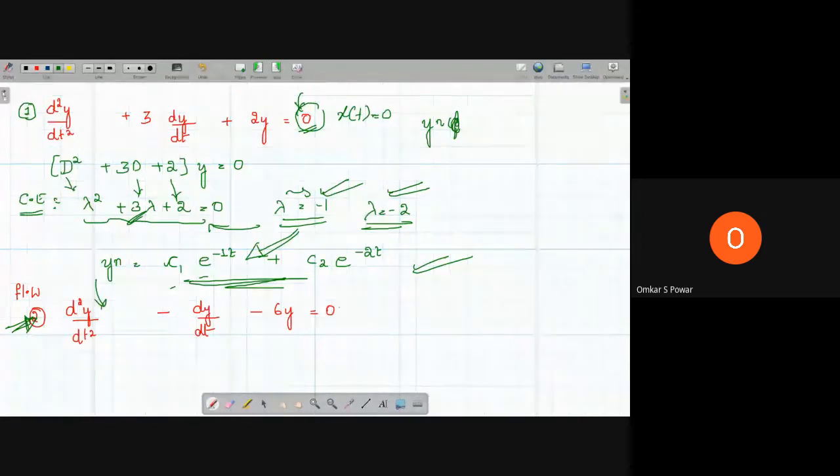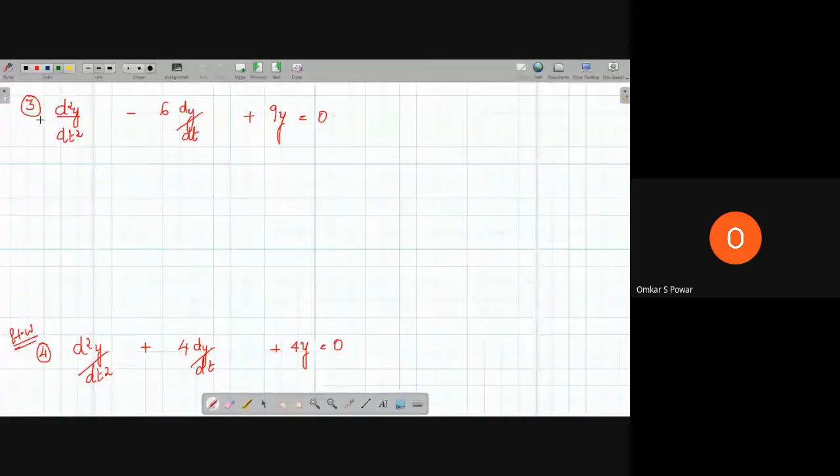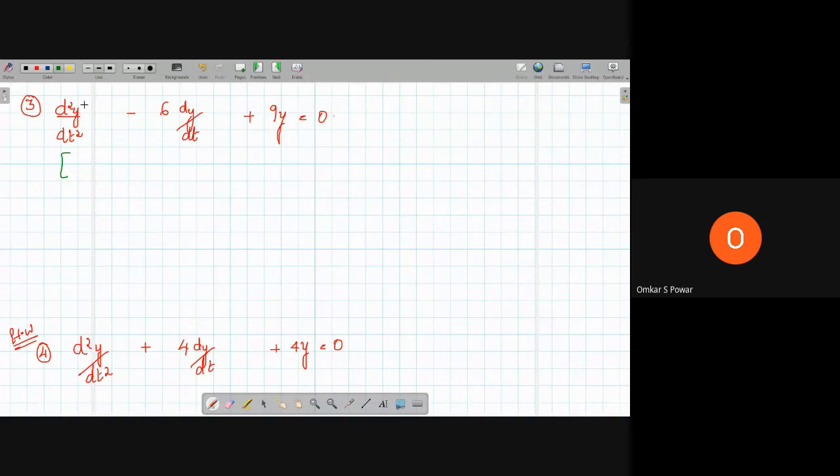My main objective here is to solve different kinds of problems. I can't do the same problem again and again and sit here. So let us go to the second problem. How can we solve this? d square y by dt square, minus 6D plus 9 outside y is equal to 0.